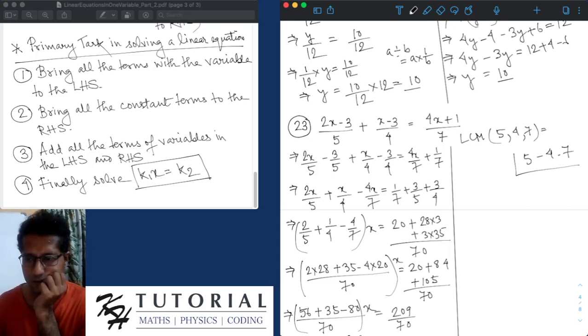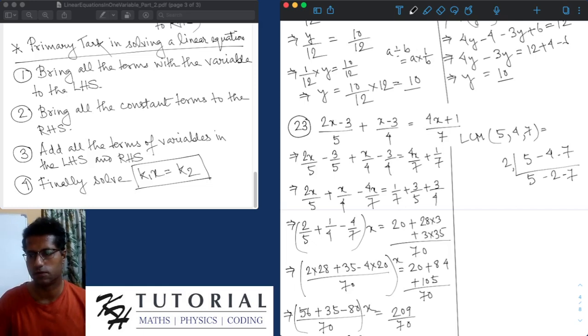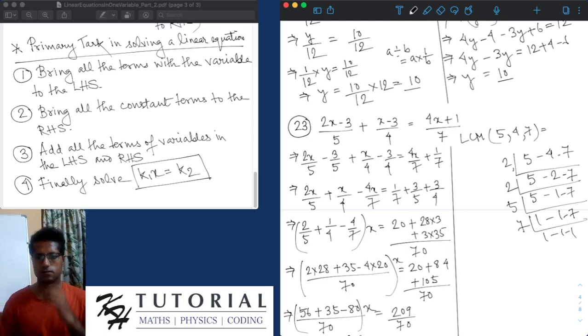So we first divide by the lowest prime, the lowest prime number that divides at least two of these. If these divide by 2, this is 5, this is 2, 7, this is 2, 5, 1, 7, this is 5, 1, 7, and this is 7, 1, 1. So 35, 70, 140. 140 is the LCM.